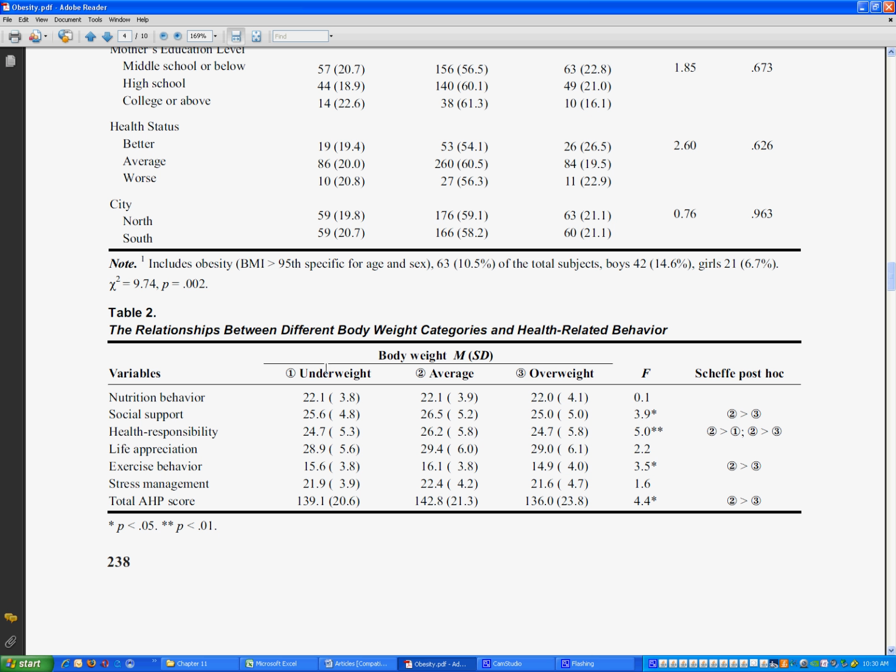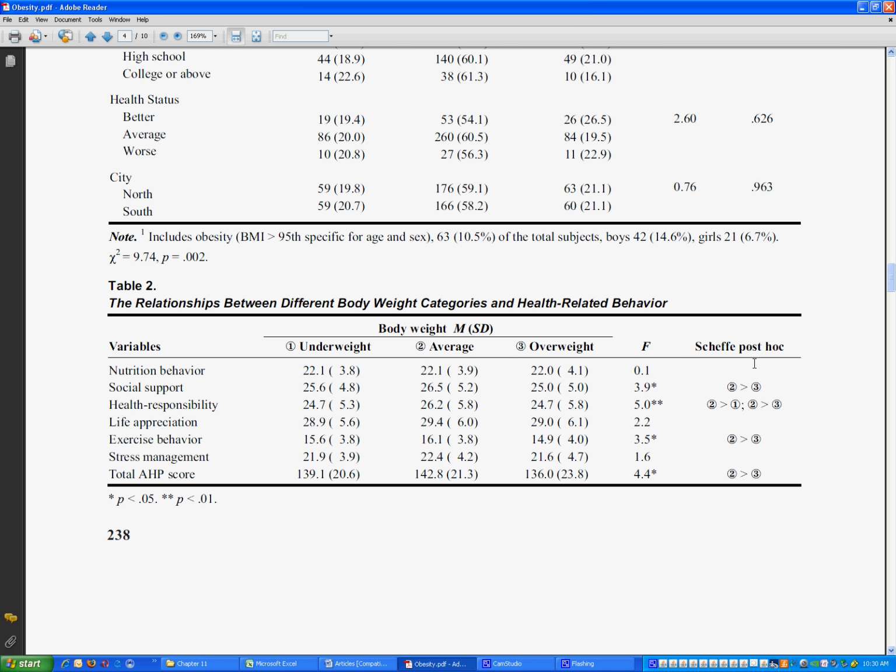And then down here, they are comparing kids on these variables of nutrition, behavior, social support, etc., based upon their body weight, whether they're underweight, average, or overweight. Using their Scheffé's post hoc test, what they're telling us is that, for example, on this first one, nutrition behavior, their scores, regardless of which body weight classification they were, are statistically equal. On this one, all they're saying is that 2 is greater than 3. That's all we know about that.